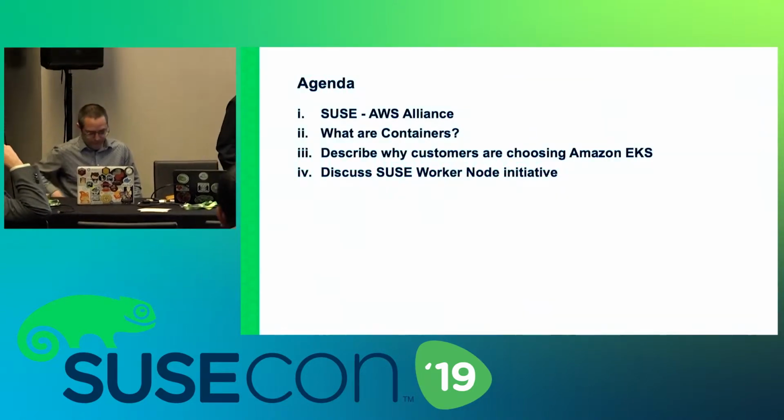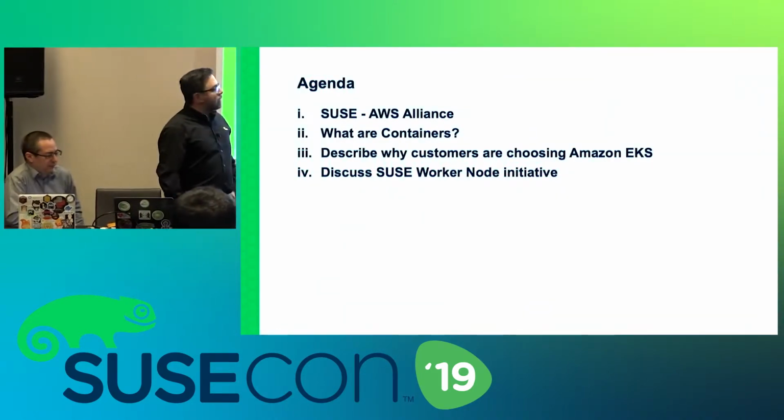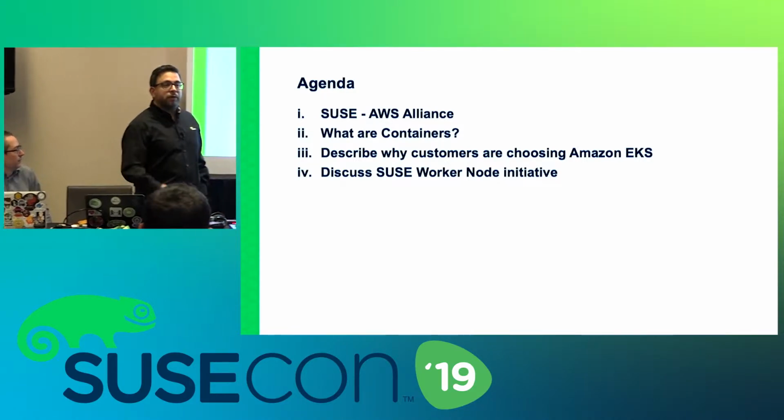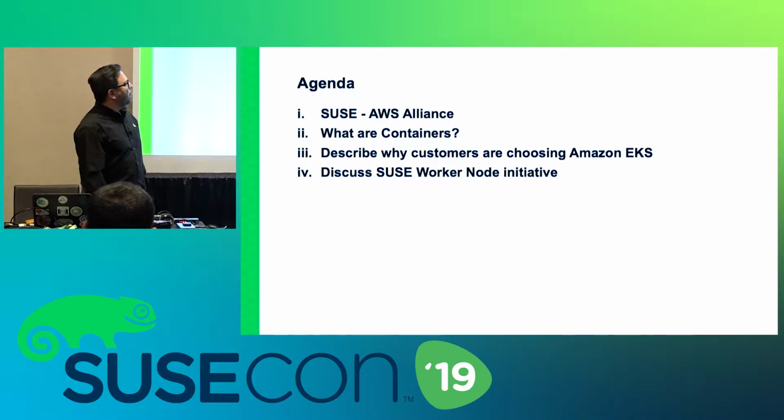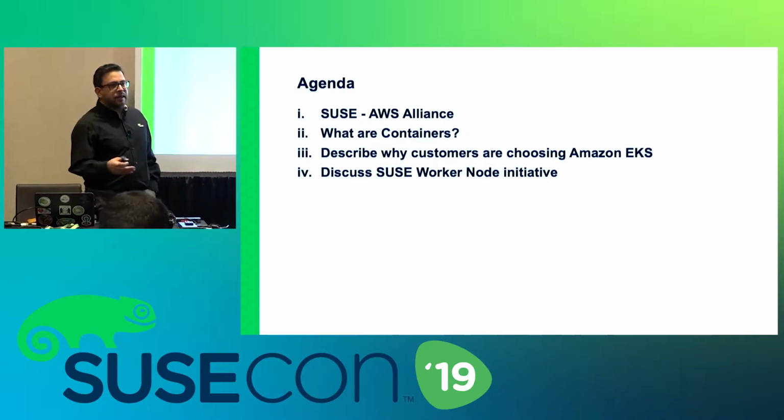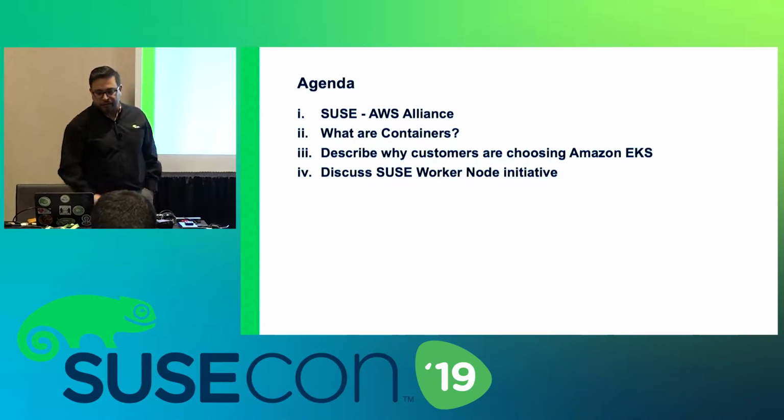Yeah, so today we're going to cover what the SUSE and AWS Alliance has been up to, what we've been doing, and some new releases. Before we jump into Amazon EKS, we really need to level set what containers are and what the benefits are. So we're going to briefly touch on that. We're also going to describe why customers are choosing Amazon EKS and discuss the SUSE Worker Node Initiative, what we are doing to make SUSE a worker node within the Amazon EKS environment.